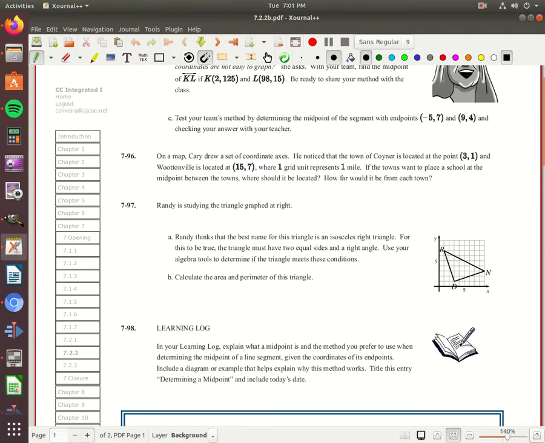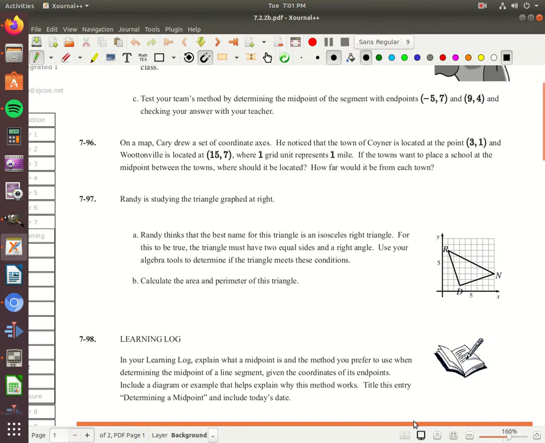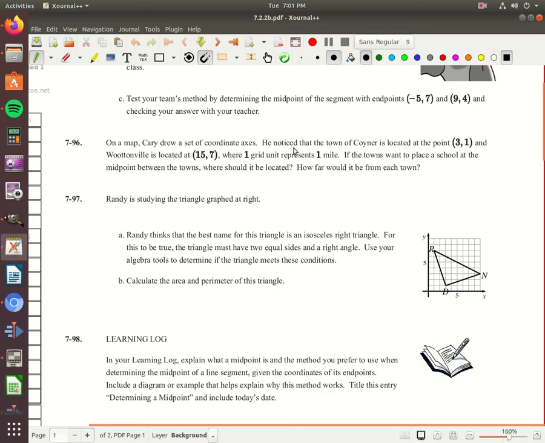Number 796 on a map. Carey drew a set of coordinate axes. He noted that the town of Coiner is located at (3, 1) and Woottonville is at (15, 7). If the towns want to place a school at the midpoint, where should it be located?